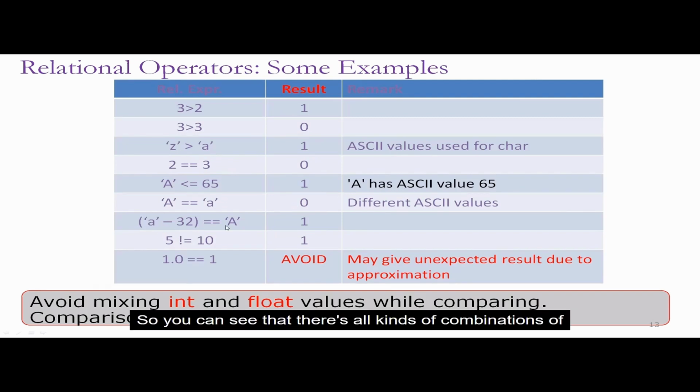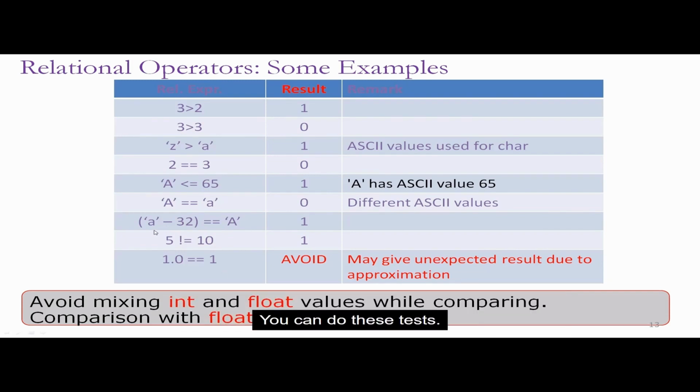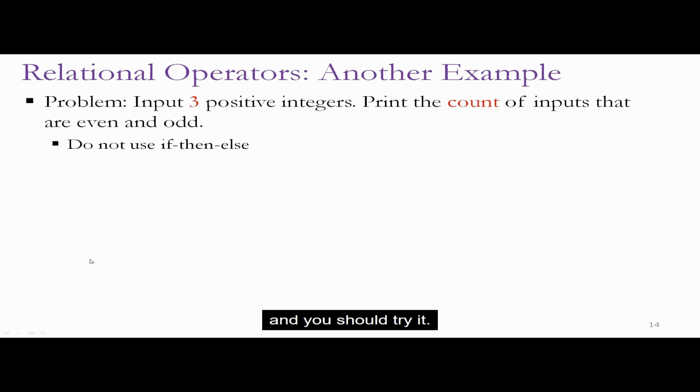So you can see that there are all kinds of combinations of types that can be used as long as they are interoperable in terms of the arithmetic operators that are being applied to them. You can do these tests. This you should not do. Why exactly? We'll see that next week when we understand the differences between how integers are represented in ints and how decimals are represented in floats. And so this sort of comparison is always surprising and you shouldn't try it.